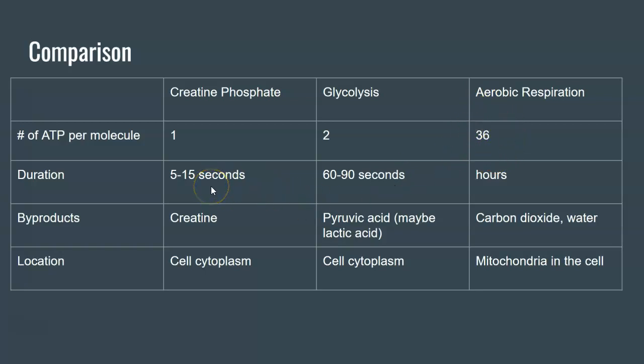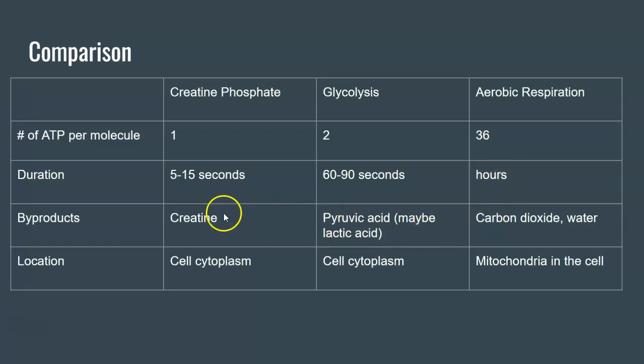Duration. So if you're exercising, creatine phosphate only lasts for like 5 to 15 seconds. Glycolysis is good for anything where you're exercising for like 60 to 90 seconds. And then aerobic respiration, that's the pathway that you would use if you were exercising for a long time.